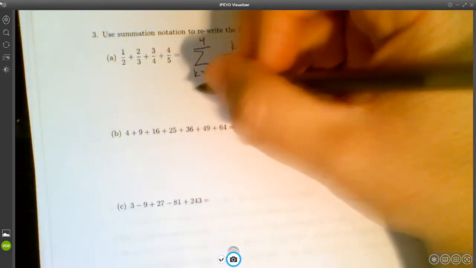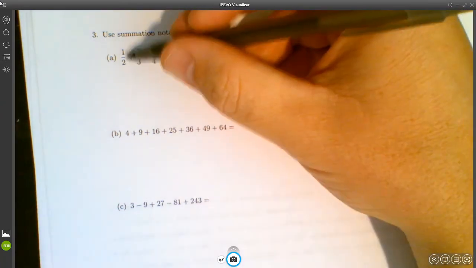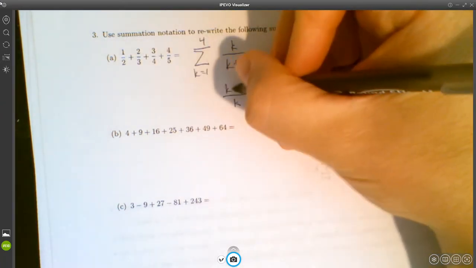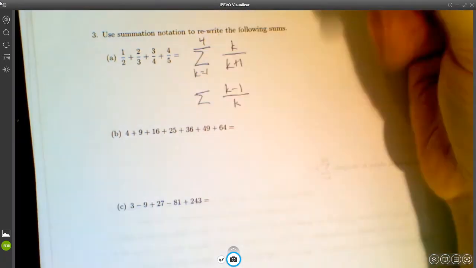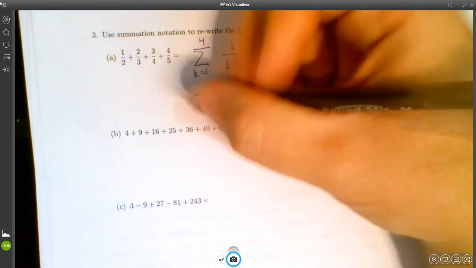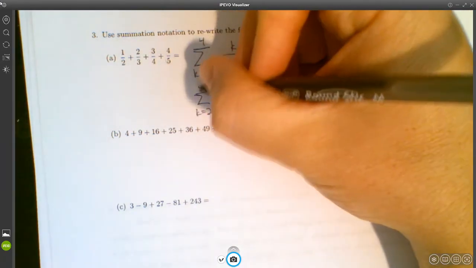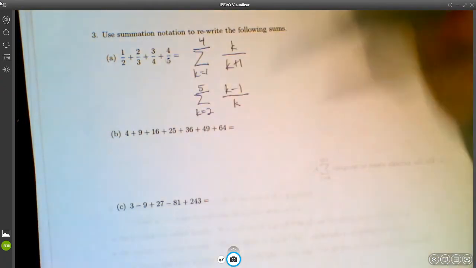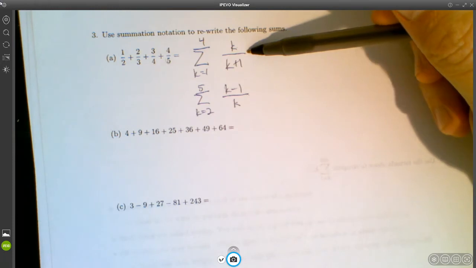You could have said, well, no, I want the denominator to be k. And if the denominator is k, then the numerator needs to be k minus 1. And if that's the case, we need to start k at 2, right? You start k at 2 and end k at 5. So this is going to generate the same sum as this does, right?